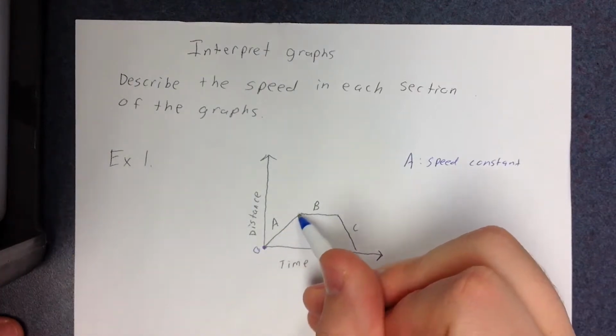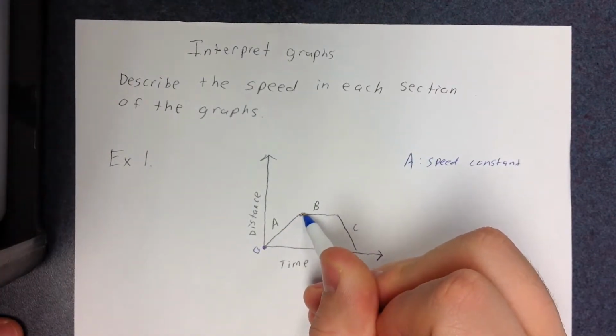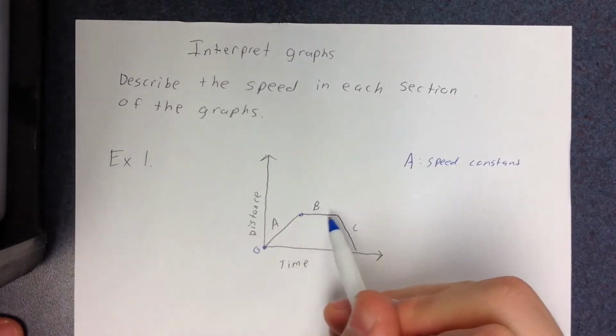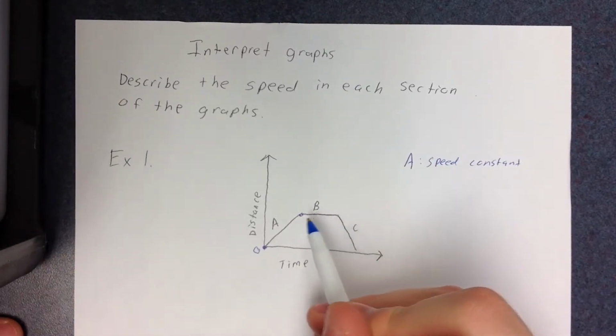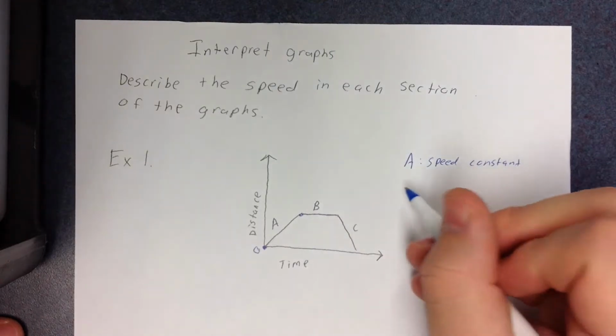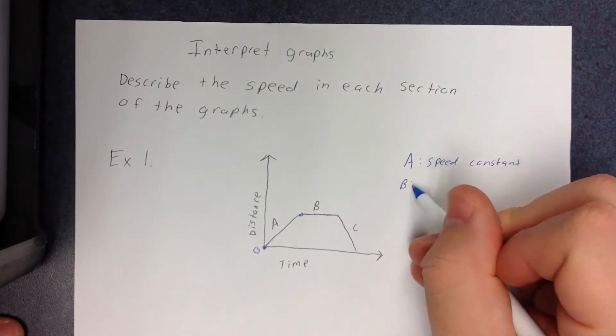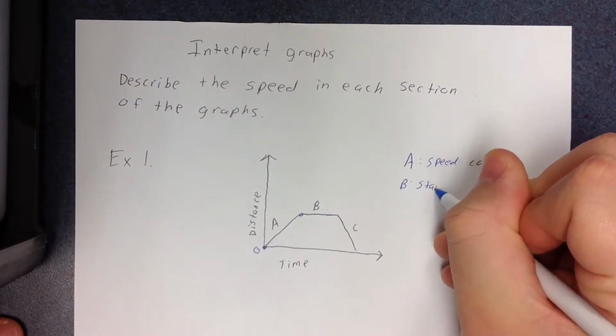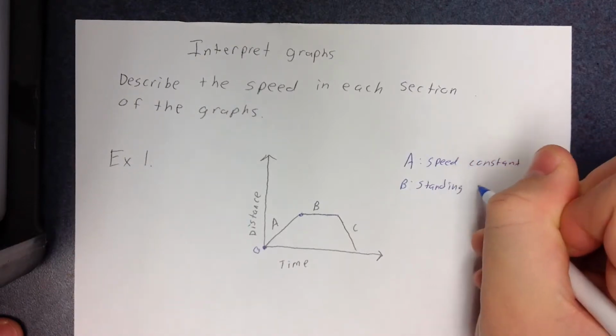So this person walked to a point, and then their distance didn't change. If their distance didn't change, that means they weren't walking anywhere. It means they were standing still. So they actually have no speed, or you can just say standing still or stopped, however you want to write it.